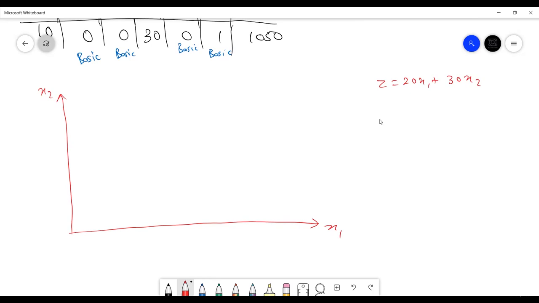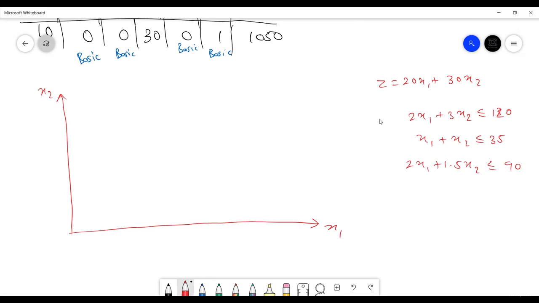There are three conditions: 2 x1 plus 3 x2 is less than or equal to 120. The other one is x1 plus x2 less than or equal to 35. The other one is 2 x1 plus 1.5 x2 less than or equal to 90. You have to draw all these three in this graph.